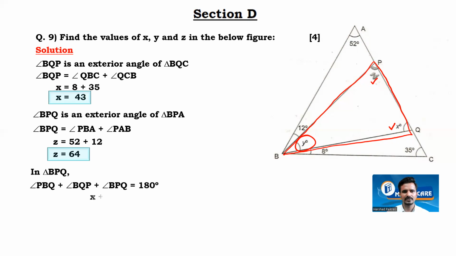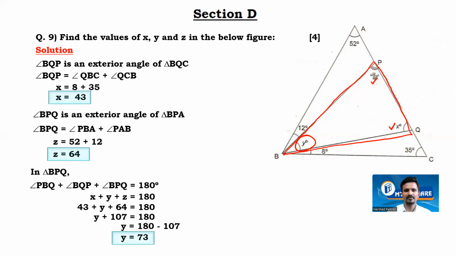And let's substitute the values. So we'll get x plus y plus z is 180. Now we already know what x and z are. So we can substitute: 43 plus y plus 64 is equal to 180. You have to first add 43 and 64. It will become 107. So y plus 107 is 180. So y is equal to 180 minus 107. And 180 minus 107 will be 73. So this is our third value, y. For finding x, y, and z, we get 4 marks, right? So I think this was a very easy question for 4 marks.